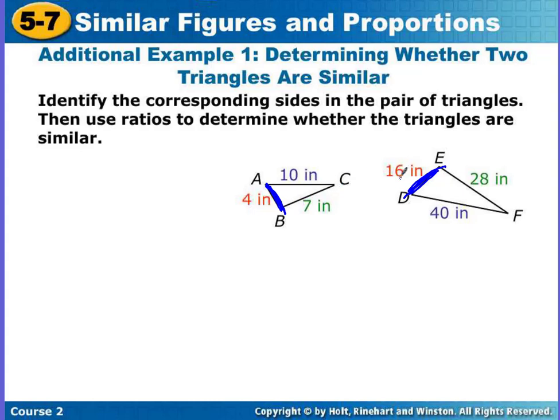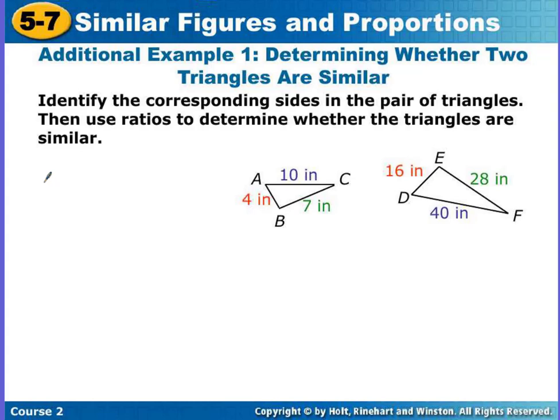Okay, so now what I need to do is determine, can I figure out if all the others do the same thing? This 7 right here, can I multiply it by 4 to get its corresponding part? Well, the corresponding part of BC is EF. So 7 times 4 gives me 28, so it works. I can also do 10 times 4 to get 40. So what we really can do on this is we can actually set up some ratios.